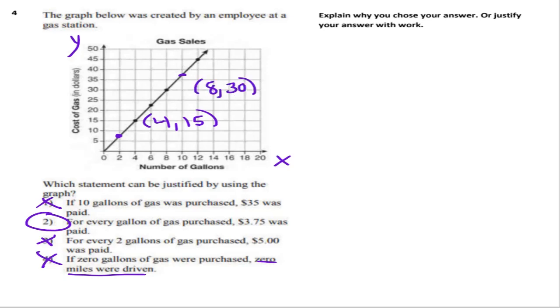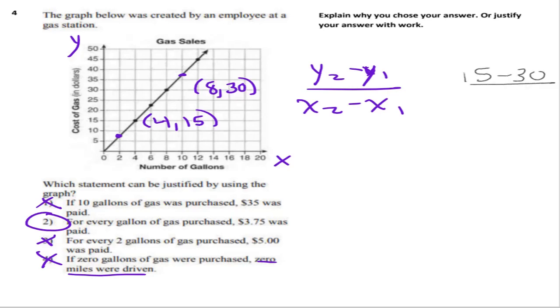And I can use my slope formula, y2 minus y1 over x2 minus x1. That looks like a y. That looks like an x. Now it's a y. There we go. And I could do the subtractions and see what I get. Let's see. 15 minus 30. And then since I did 15 first, I have to do 4 first. 4 minus 8. And put that in my calculator. Let's see what I get. Alpha y equals 15 minus 30, 4 minus 8.